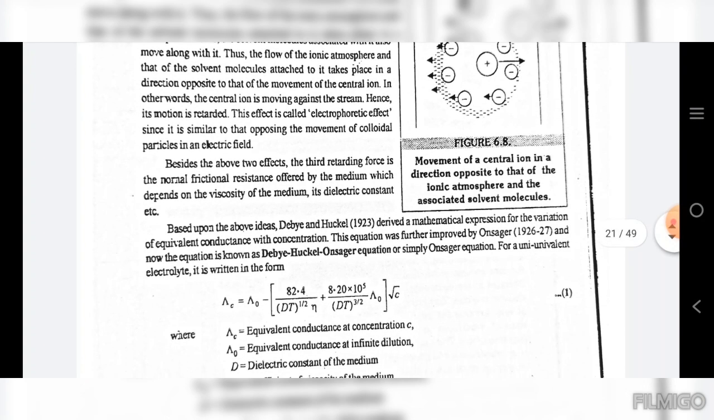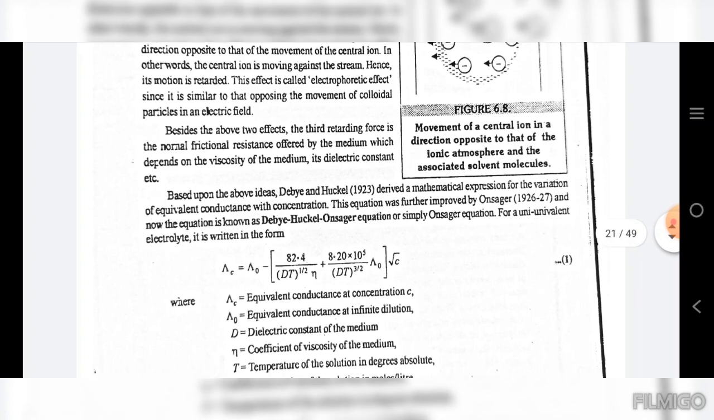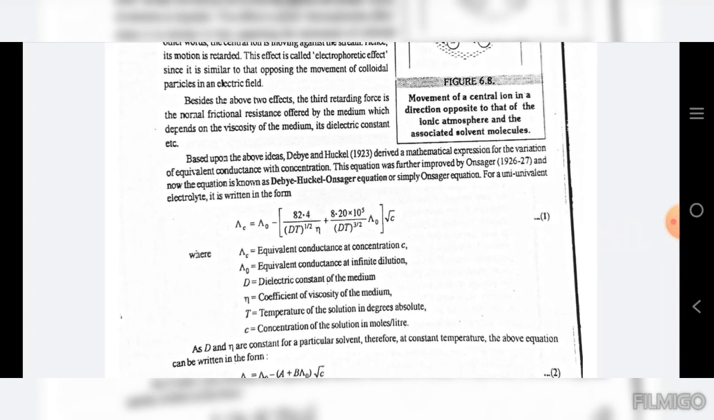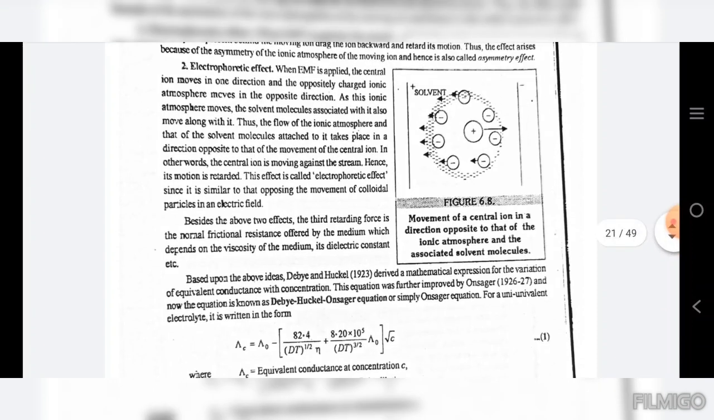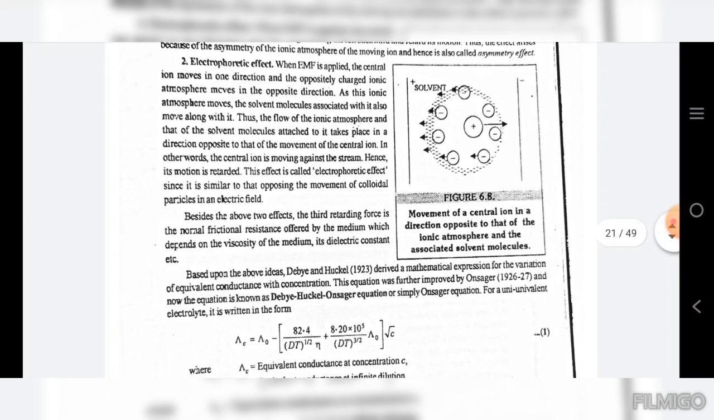This effect is called the electrophoretic effect, since it is similar to that observed in the movement of colloidal particles in an electric field. Besides the above two effects, the third retarding force is the normal frictional resistance offered by the medium, which depends on the viscosity of the medium, its dielectric constant, etc. You can see figure 6.8, movement of a central ion in a direction opposite to that of the ionic atmosphere and the associated solvent molecules.